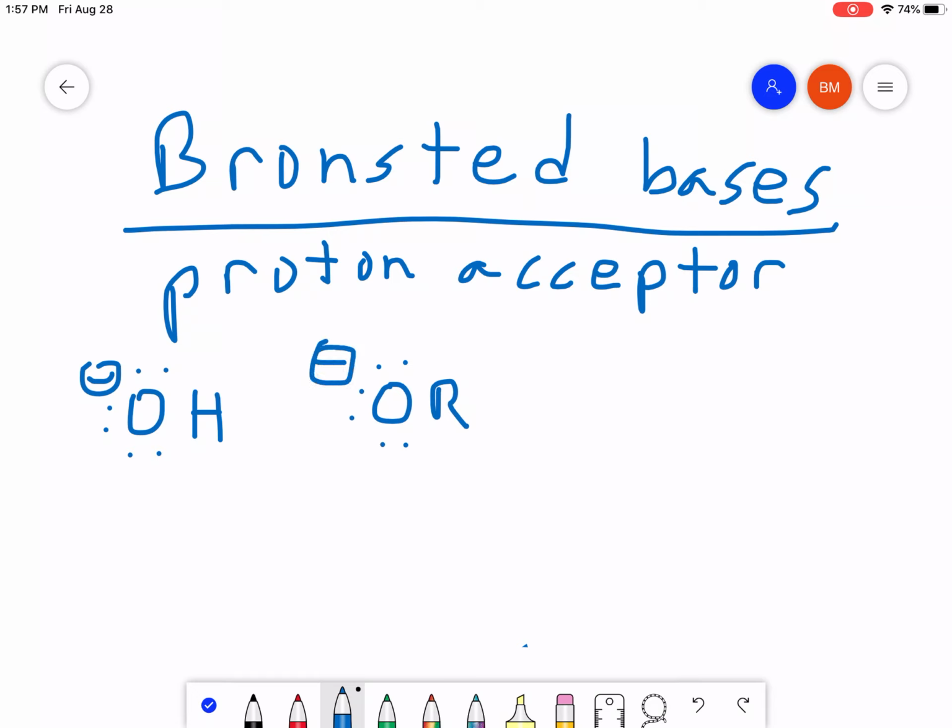OR-. Just a little note here. Whenever I say R, I'm referring to a generalized carbon-containing chain. R basically just means the rest of the molecule. It could be like a CH3 group or CH2CH3 or whatever. These guys are called alkoxides. And so, like I mentioned, you could have CH3O-, that would be an example. You could have CH3CH2O-, etc.